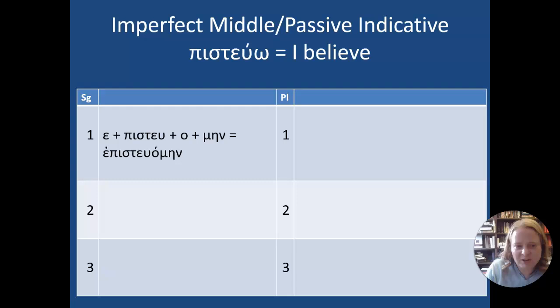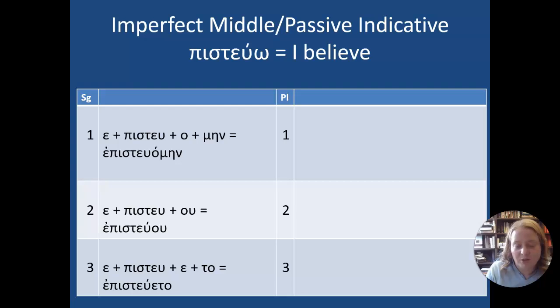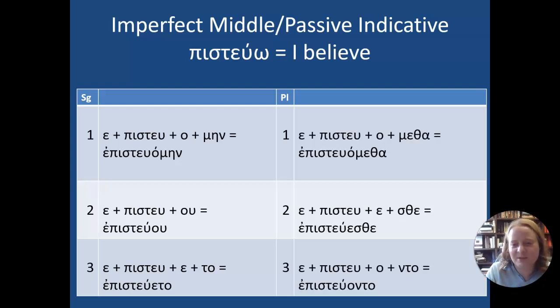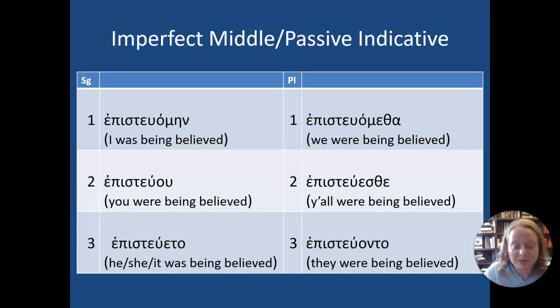Again, the verb I prefer for you to use is pisteuo. It follows the same thing. Add the epsilon to the beginning, add the stem, the connecting vowel, and then the ending. Epistu amen, epistu u, epistu eta, epistu amatha, epistu este, epistu anta. And so these are those verbs, and it now means I was being believed, because you're not doing the thing, it's happening to you, so I was being trusted over time, or you were being believed, or he, she, it were being believed.